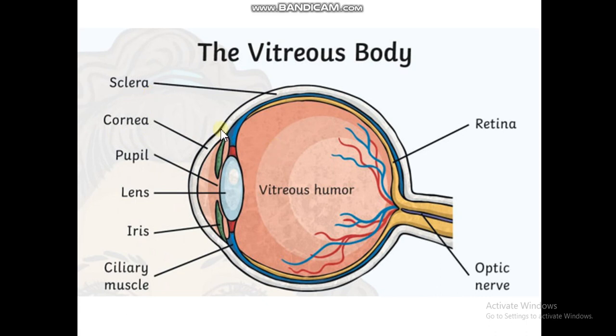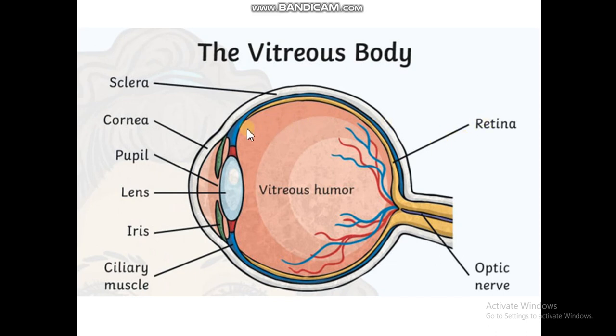So the cornea is nothing but a part of the sclera. Up to this much is known as sclera, and from here to here this part is known as cornea. This is one structure, and under the cornea we have another layer. This orange yellow colored layer you can see. This layer is known as the retina. It is a very important layer.